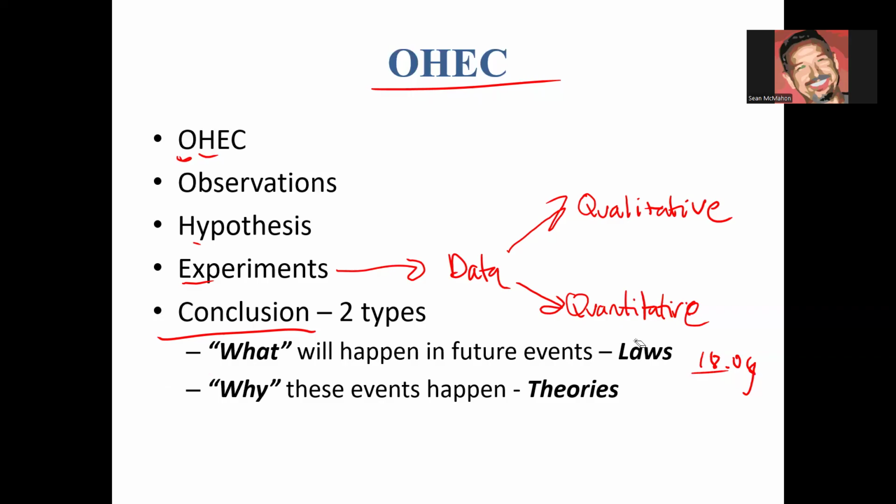The why is the theories. Well, why is this occurring? Why is this dropping? Is it a gravitational attraction between two objects? Is it dependent on their masses? Who's pulling it from what? Because really gravity is a theory. Okay, I hope that helps.